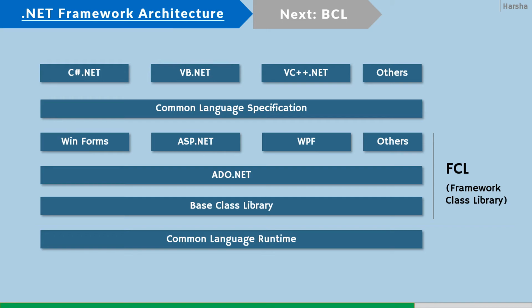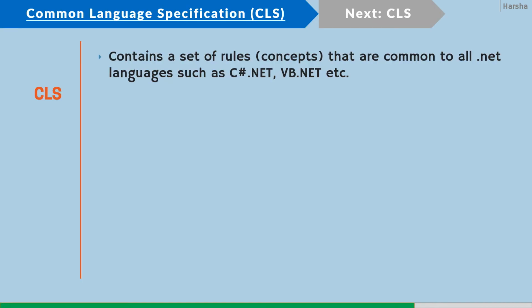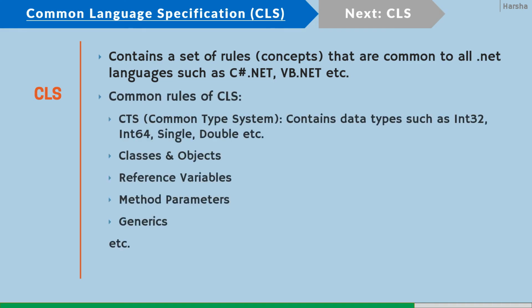Now we need to discuss the CLS, which is the Common Language Specification. So what is CLS? CLS stands for Common Language Specification. It is not a library, but a set of rules, concepts or guidelines common for all .NET languages such as C#, VB.NET, etc. In other words, all the .NET languages including C# and VB.NET are developed based on certain guidelines and common concepts. Those common concepts are called CLS.